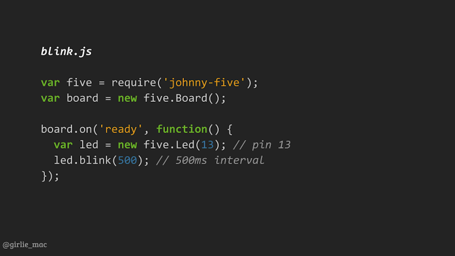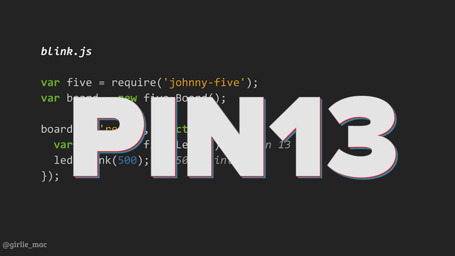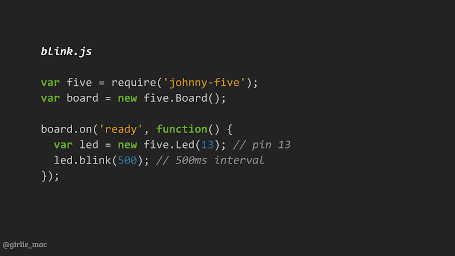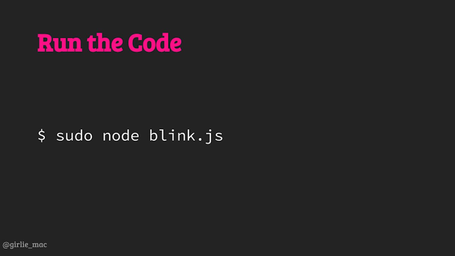So basically, you require Johnny-Five and instantiate something like board. When the board is on, it calls the ready event, to blink the LED. In this case, we're using pin 13, so that's why we have 13 here. And LED.blink with 500. So let's use a 500 millisecond interval.